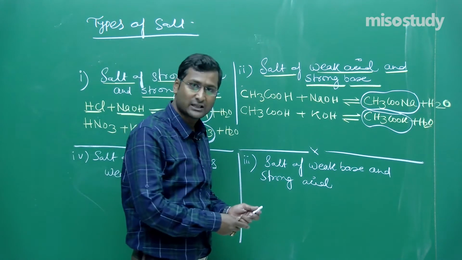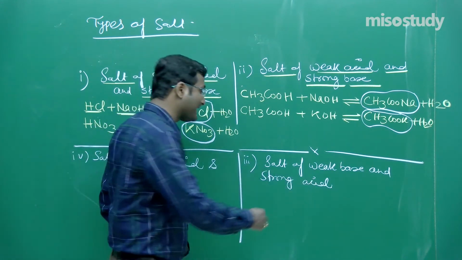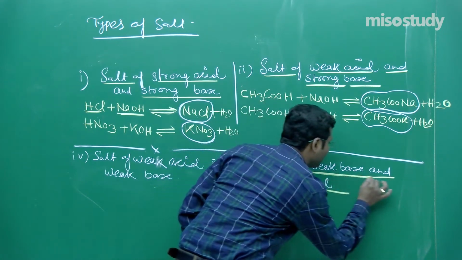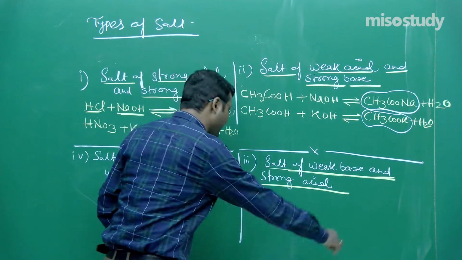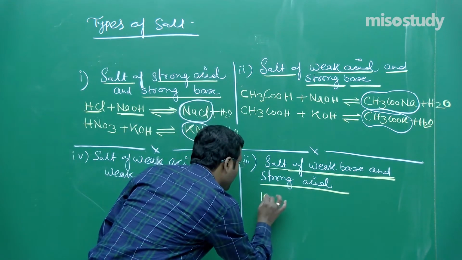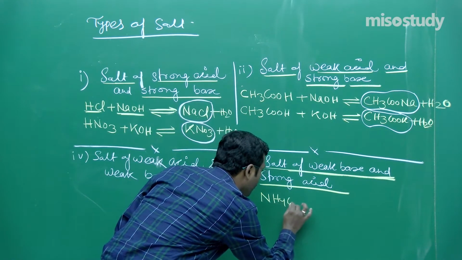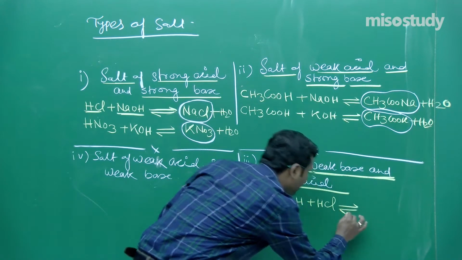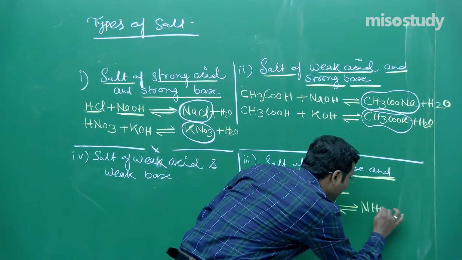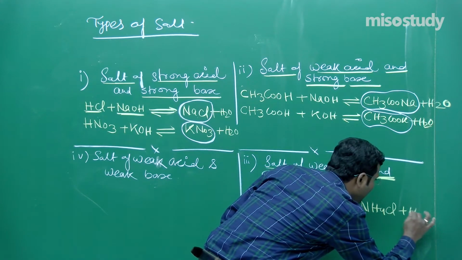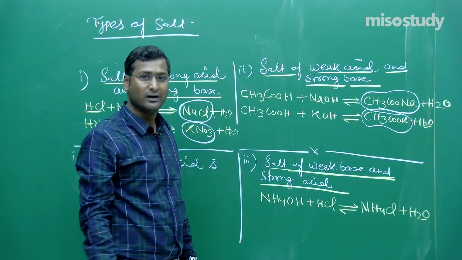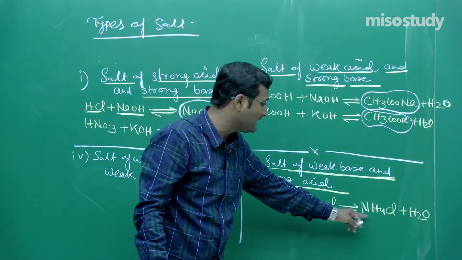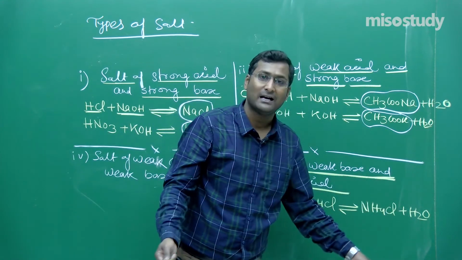Now moving to the next type, salt of weak base and a strong acid. Do you know the example of a weak base? It is very simple. If I write like this, weak base is NH4OH and a strong acid is HCl. What will happen? It will give NH4Cl plus H2O.